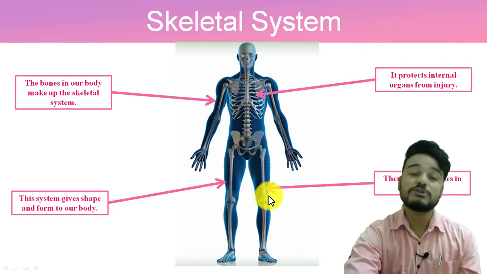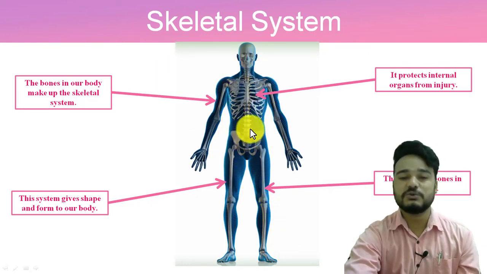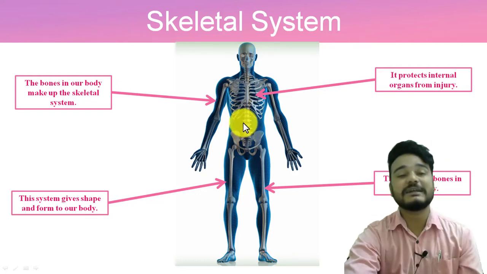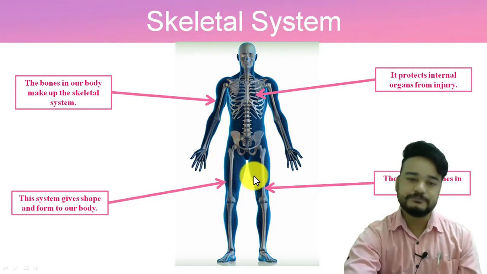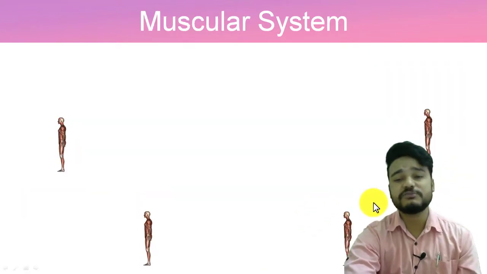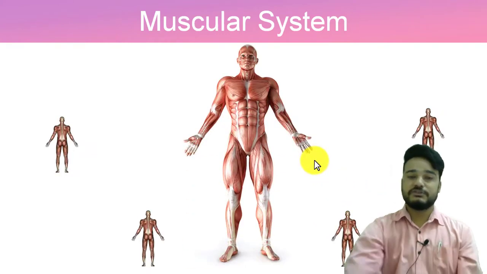So this was about the skeletal system. Skeletal system मतलब bone structure, अपना जो हड्डियों का पूरा ढांचा है, that is the skeletal system of the human body. Understood? Then the next system that is formed in our body is the muscular system.